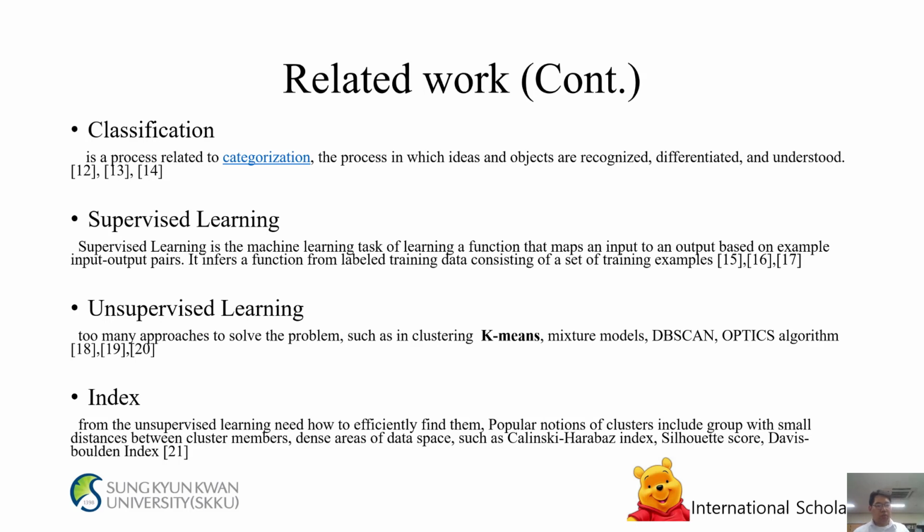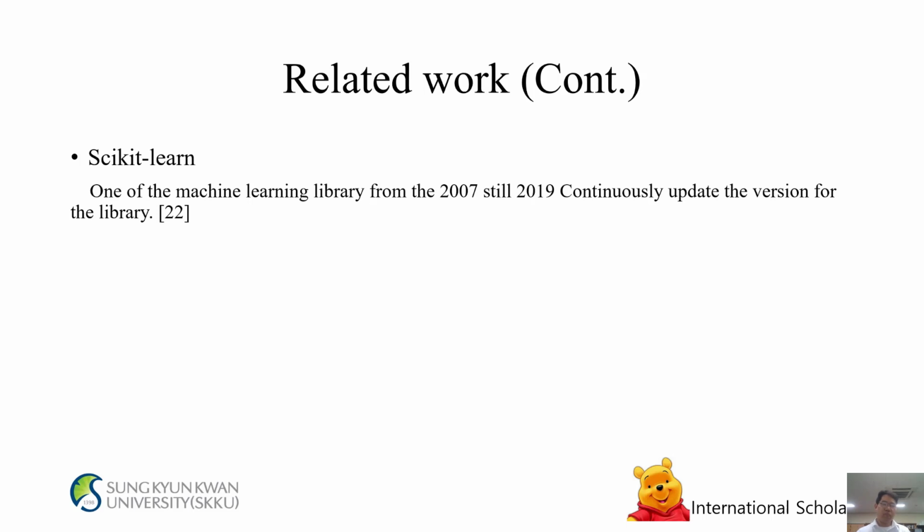Unsupervised learning. Two main approaches to solve the problem, such as clustering: K-means, mixture models, DBSCAN, and OPTICS algorithm. Reference 18, 19, and 20. Index: from unsupervised learning, we need to find clusters efficiently. Popular notions of clusters include groups with small distances between cluster members, dense areas of data space, such as the Calinski-Harabasz index, Silhouette score, Davies-Bouldin index. Reference 21.